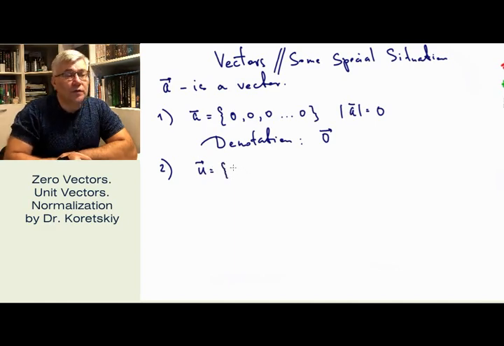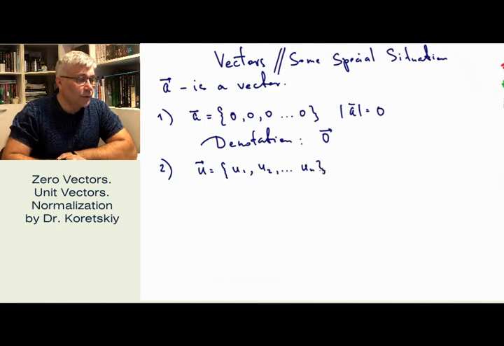Also, one very special situation is a unit vector. A unit vector u bar equals some vector, I denote its components here, so that the magnitude of the unit vector is 1.